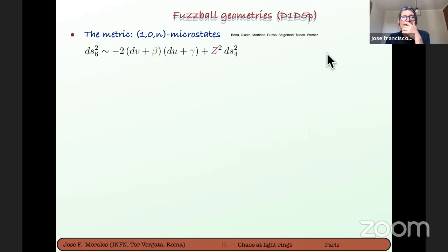Okay, let me come back now. Let me come now to fuzzball geometries, and I will focus on D1, D5, P geometries, the type of geometries that Daniel described yesterday. And this is the metric he wrote. Here I simply omit a conformal factor because I'm studying null geodesics and conformal rescalings of the metric are irrelevant. This is what he called P in his talk, and beta and gamma are one-forms that appear in this geometry. These geometries are far more complicated, and in general they are not integrable.